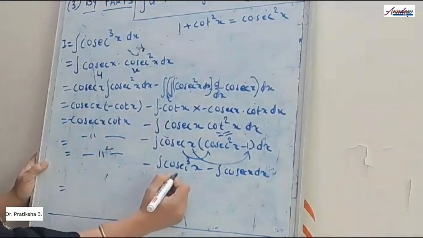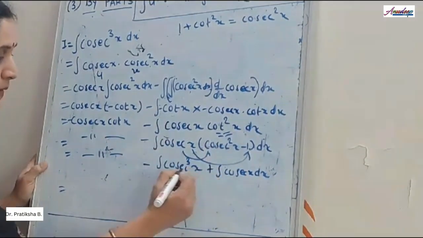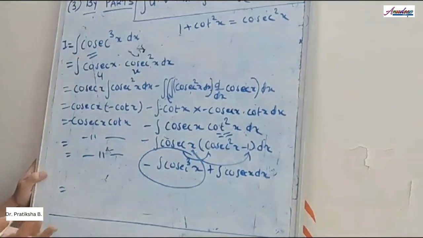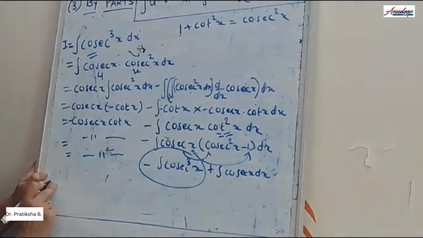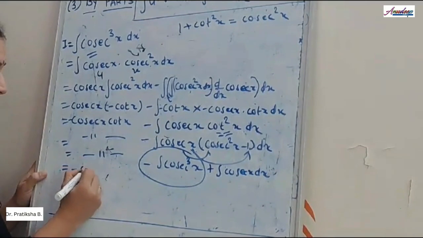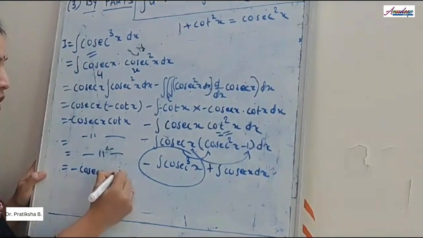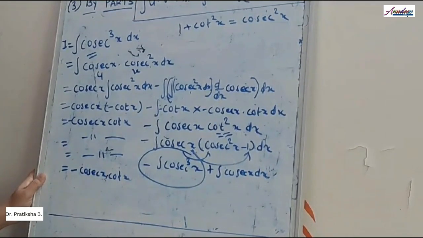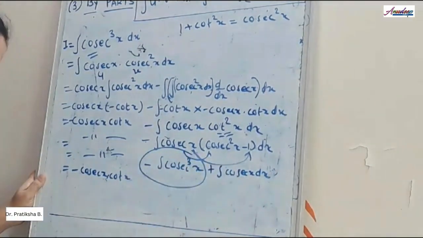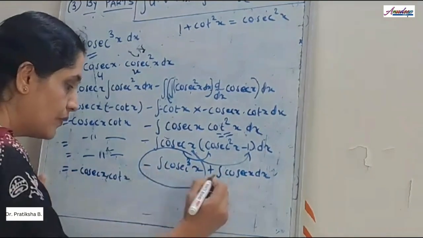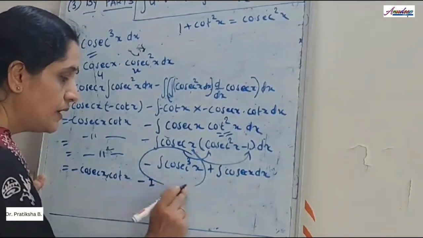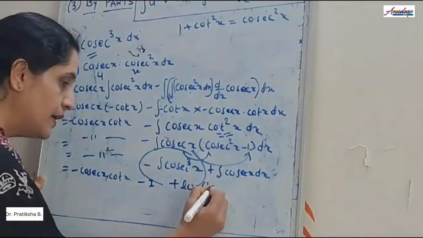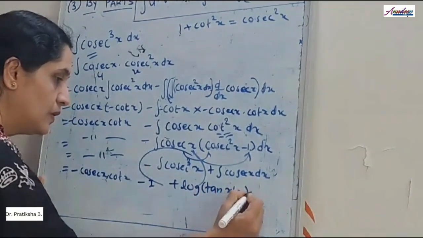Now, if you observe, this minus minus will become plus. This term is what I started with, so I can replace it by I. In the next step I am getting the first term, minus cosec x cot x, as it is. Then we have the integration of cosec x. What is the formula? It is minus, and it is plus log of tan x by 2, plus c.